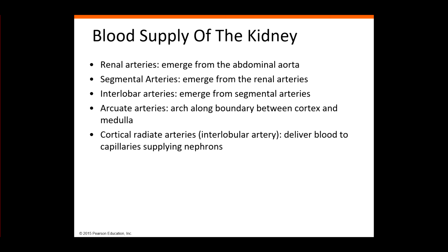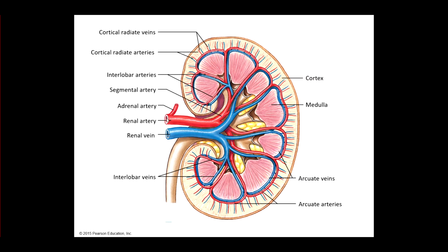So let's start with the first artery that's going to bring blood into the kidney, and that's going to be the renal arteries. They come off of the abdominal aorta. In previous lessons, when we studied the circulatory system, we saw the renal arteries coming right off the aorta and going directly into the kidney. The aorta would be running straight up and down this way.